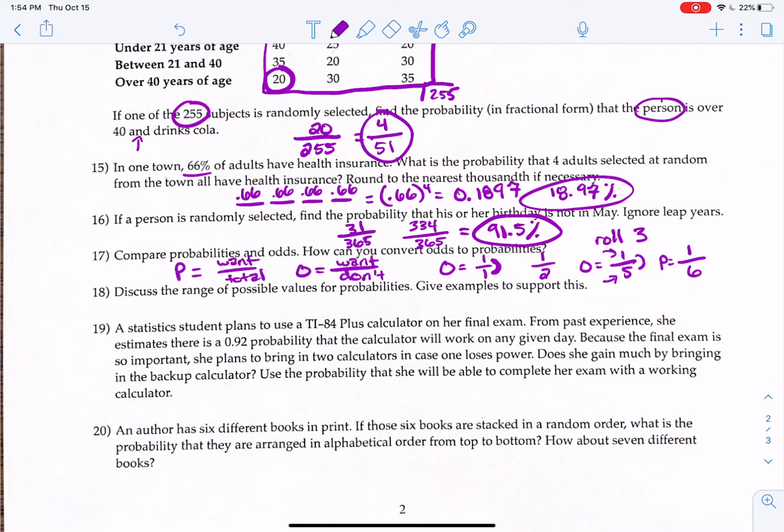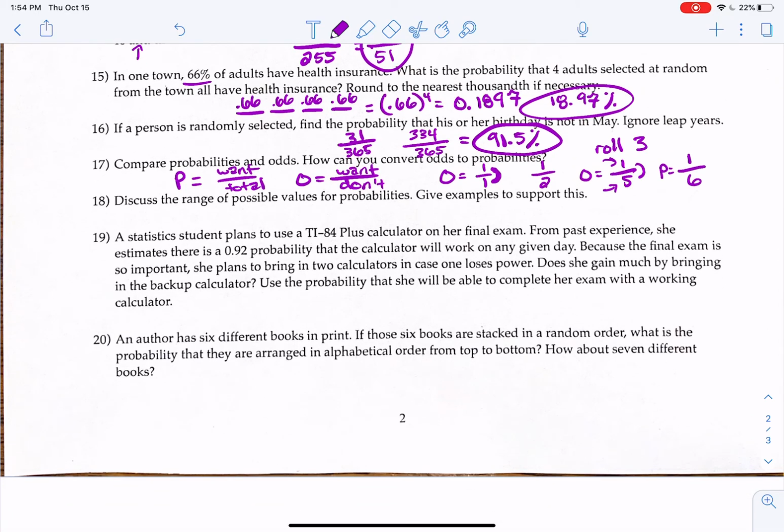Okay. Number 3 left, discuss the range of possible values for a probability. Give examples to support this. I'm not going to worry really about the examples, but the probabilities can only be numbers that are 0 to 1 as a decimal, or 0% to 100%. Okay, you cannot have higher than 100% or lower than a 0% probability.